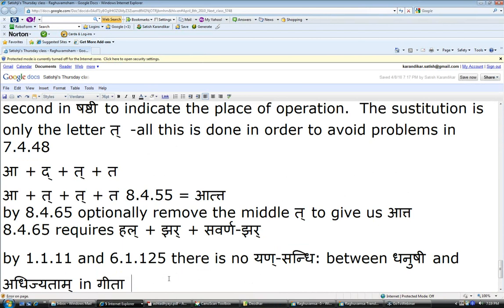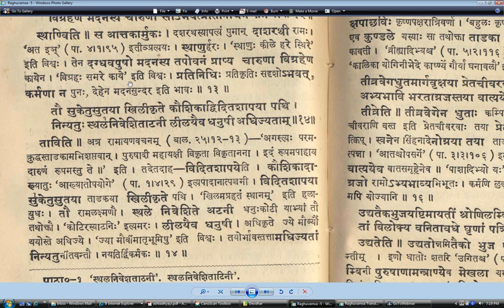That's one thing to notice. Let's go back to the verse, to see if there are any other padaccheda issues that we have. Okay, so one more time. Tau suketu sutaya khili krite kaushikad vidita shapaya pathi ninyatuhu sthala niveshatatani lilayaiva dhanushi adhijyatam.